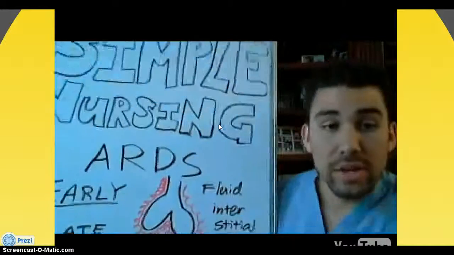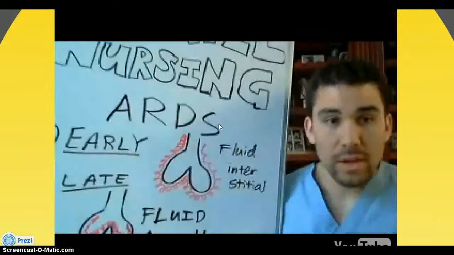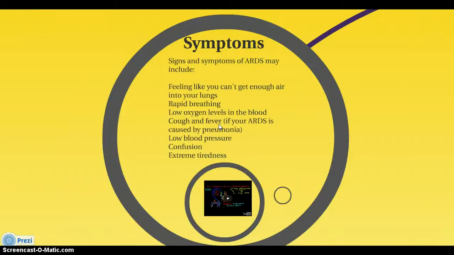So let's go into our progression of ARDS here, okay? So with acute respiratory distress syndrome, we have a few things. Signs and symptoms of ARDS may include feeling like you can't get enough air into your lungs, rapid breathing, low oxygen levels in the blood, cough and fever, low blood pressure, confusion, and extreme tiredness.